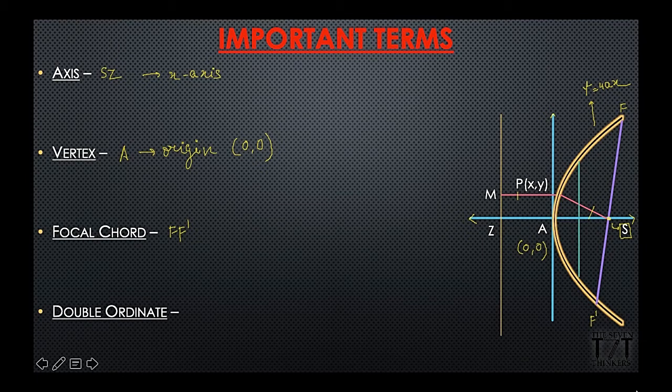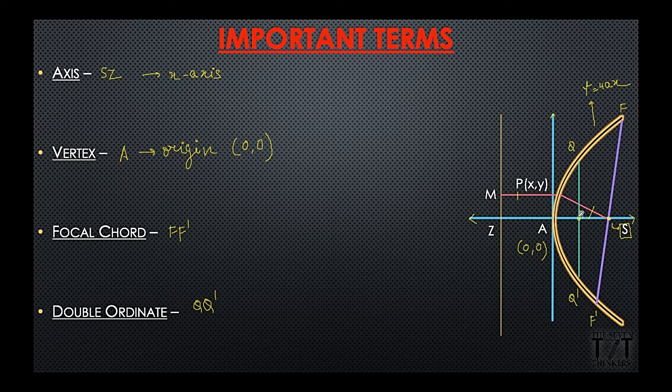The next term is double ordinate. The green line which you can see is the double ordinate. A double ordinate is any line segment which is perpendicular to the axis and touches the given conic section at 2 points. I'll name these Q and Q dash. Q, Q dash is the double ordinate of the parabola y square is equal to 4ax. Now we're going to find the coordinates, so mathematics will be involved. How should we proceed?